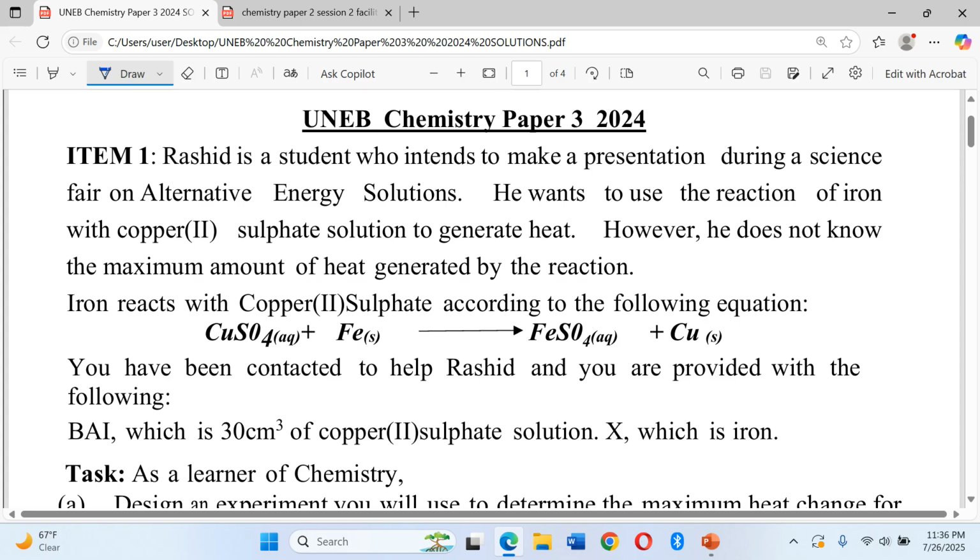Iron reacts with copper(II) sulfate according to the following equation: copper(II) sulfate reacts with iron to produce iron sulfate and copper solid. You have been contacted to help Rashid, and you are provided with the following: BA1, which is 30 cubic centimeters of copper(II) sulfate solution, and X, which is iron. What are they asking us to do? Task.